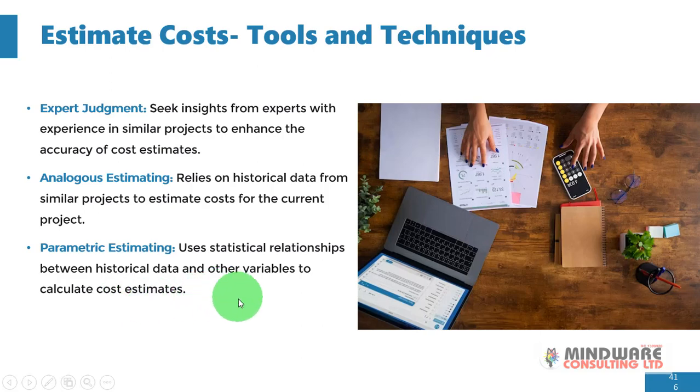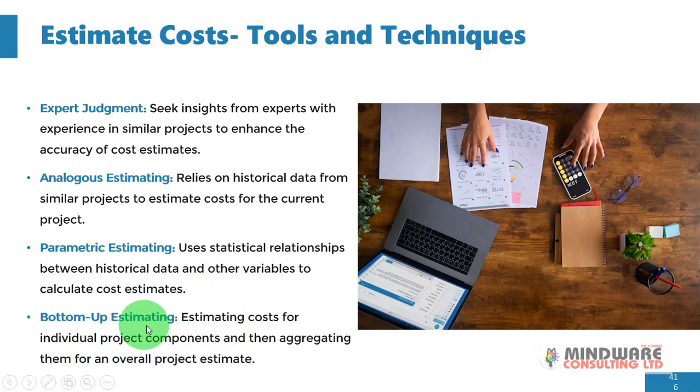Bottom-up estimating. Estimating costs for individual project components and then aggregating them for an overall project estimate. Now, this is a very, very useful type of estimation. Okay, you go from bottom up. All right, and in estimating your cost, instead of just lumping all of them together, you actually break them down, all right, and start from the bottom, in estimating your costs upwards.